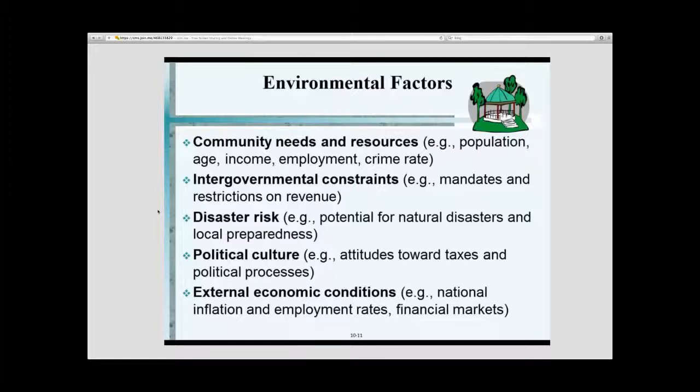In New Jersey, towns cannot raise their taxes by more than 2% each year. That was one of the things Governor Christie did. He said, you know what? You can't raise your taxes more than 2%. Okay. Disaster risk potential, so if you live in a shore community, there is a disaster risk that you're involved with. Political culture.